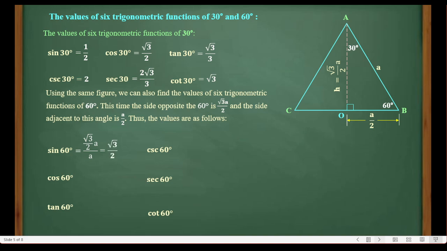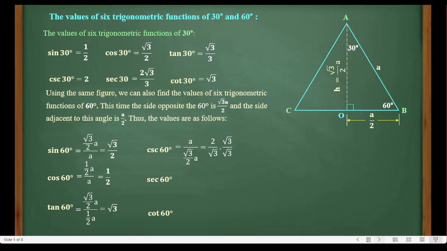Of course, you simplify. Sine 60 degrees is square root of 3 over 2. Applying the SOHCAHTOA definition for the first 3 basic trigonometric functions, cosine 60 degrees is actually 1/2. Tangent 60 degrees is square root of 3. Cosecant 60 degrees is the reciprocal of sine 60 degrees, and that is 2 over square root of 3.